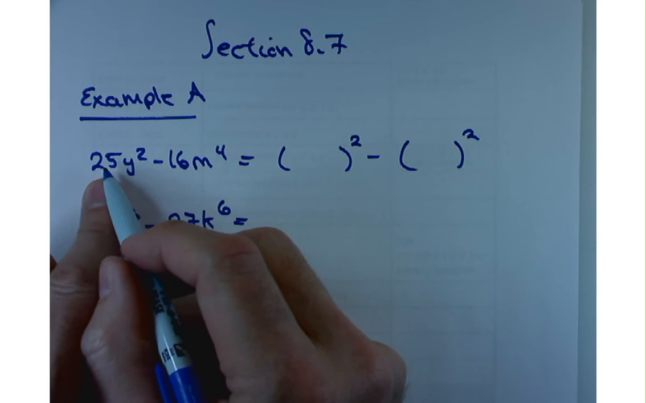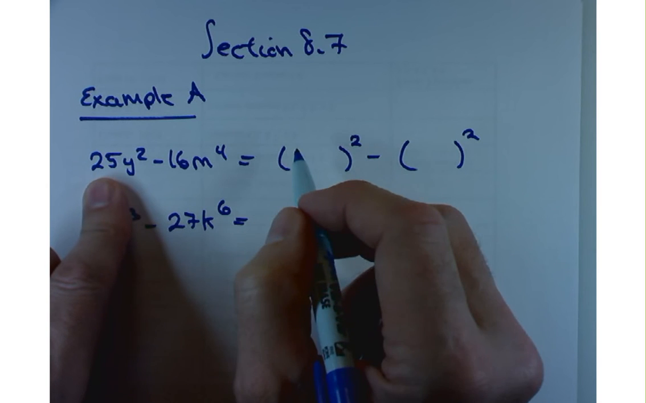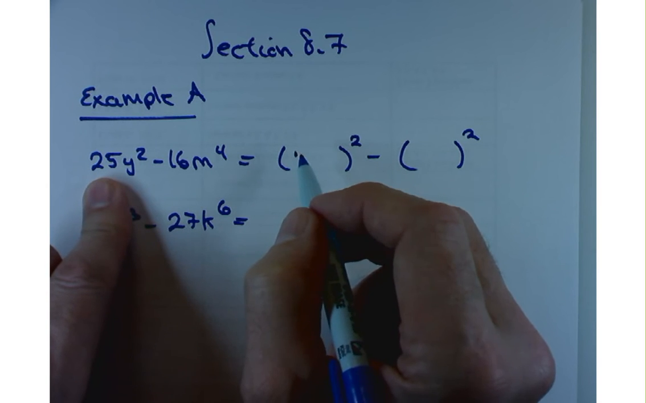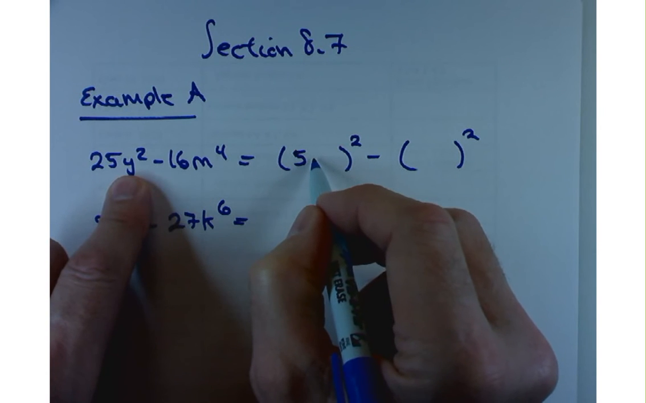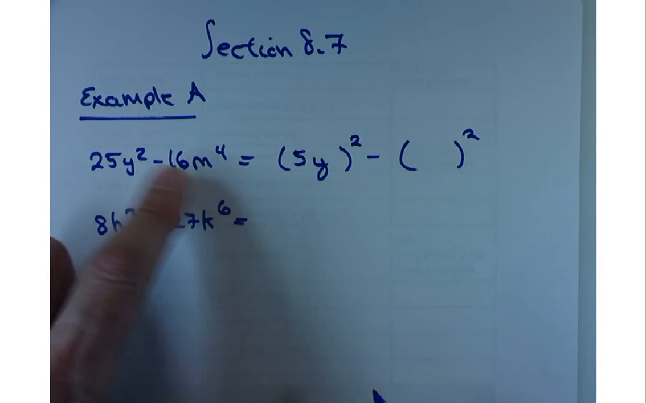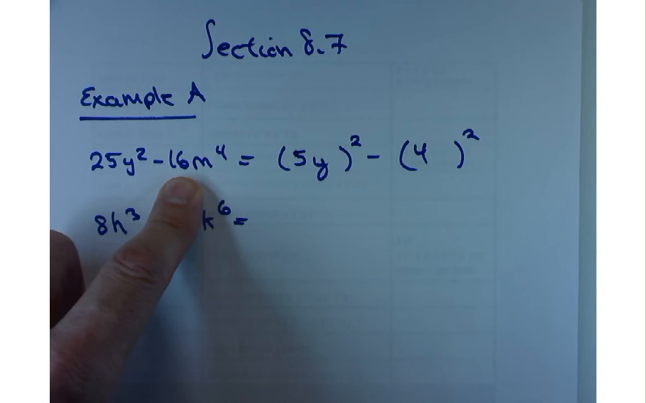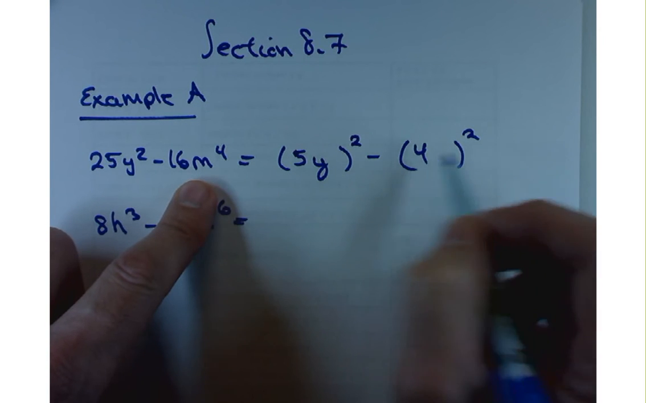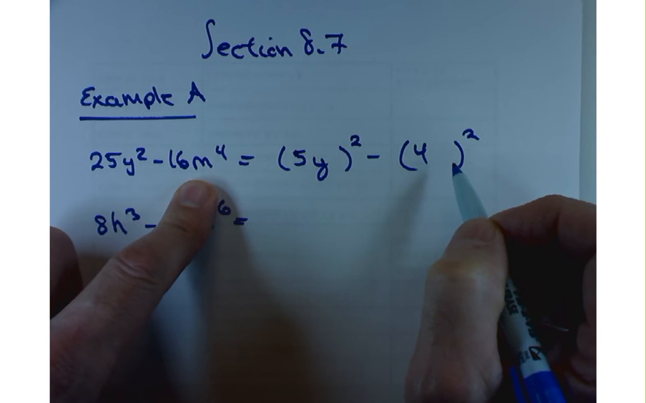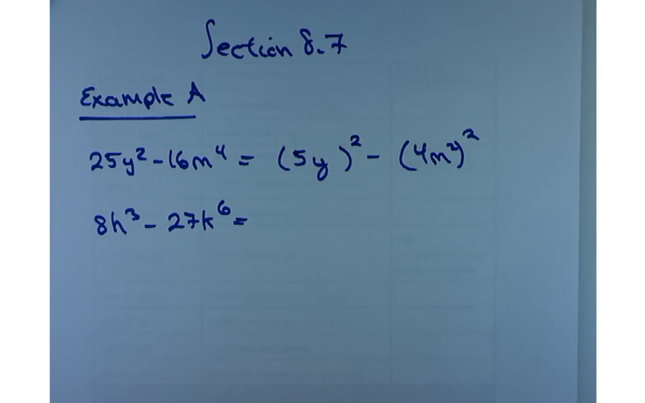What do you square to get 25? Come on, not all at once. And feel free to answer. 5. Yeah, thank you, 5. And then what do you square to get y squared? A y. Now we're going to play that same game over here. You square the 4. How about to get m to the 4th power? What would I put in here and square to get m to the 4th power? M squared. Perfect. And that's all they're looking for in, I think it was problem 4. So you don't have to overdo it.